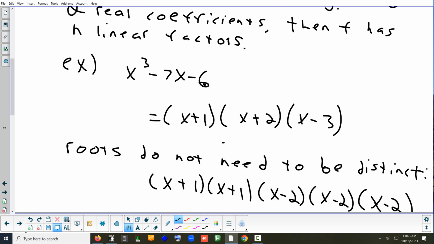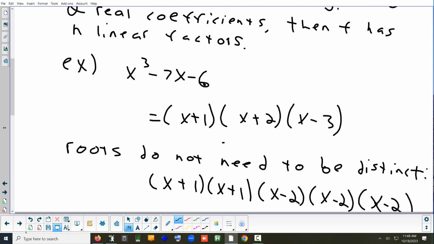How about if I factored something like, well, what if I had a problem and it ended up with that many factors? What would the highest exponent be? 5. Yeah, this would have come from a problem that had an x to the 5th in it. What problem would it have come from? I don't know. I'd have to FOIL all that out and see.